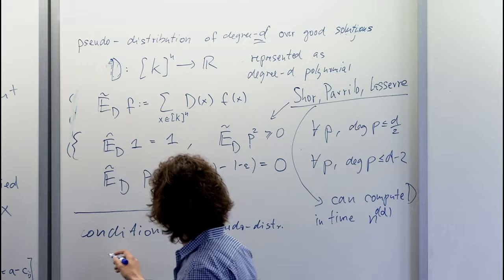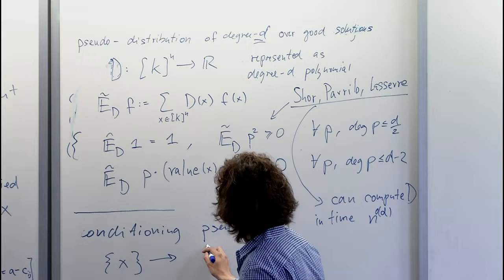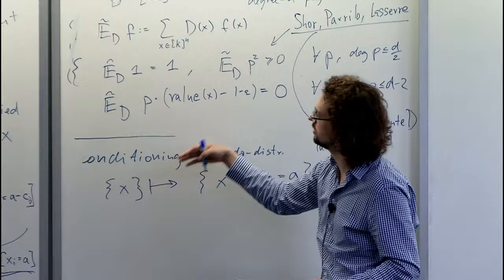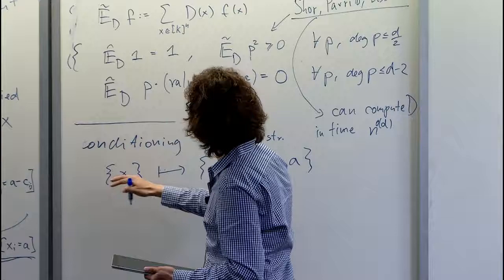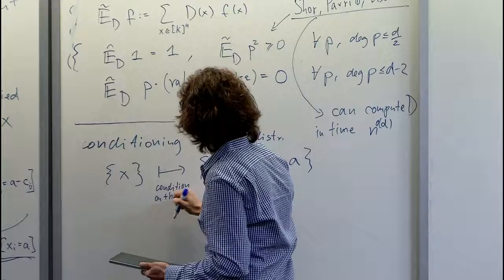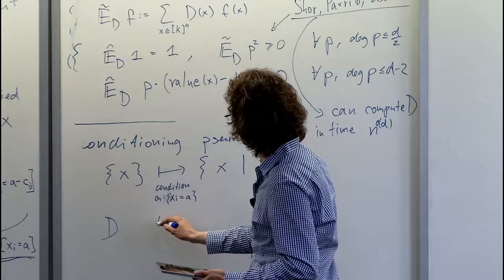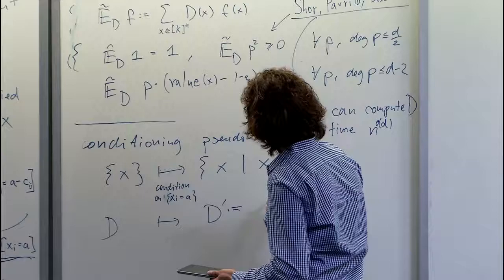Conditioning, if you first think about it just in terms of distributions: you have some random variable distributed in a certain way, and you create a new distribution by, let's say, conditioning the ith coordinate of the random variable to be a. Here I'm thinking of a distribution over assignments. What does conditioning mean? Condition on the event. It's basically just notation. You go from D to D conditioned. Yes, right. So now we have some pseudo distribution D, and we want to go to a pseudo distribution D prime that corresponds to this, and you can define it exactly in the way that you would define it for distributions.